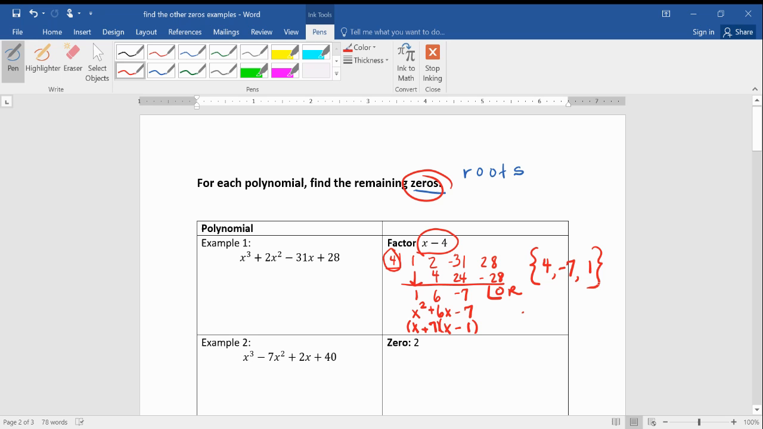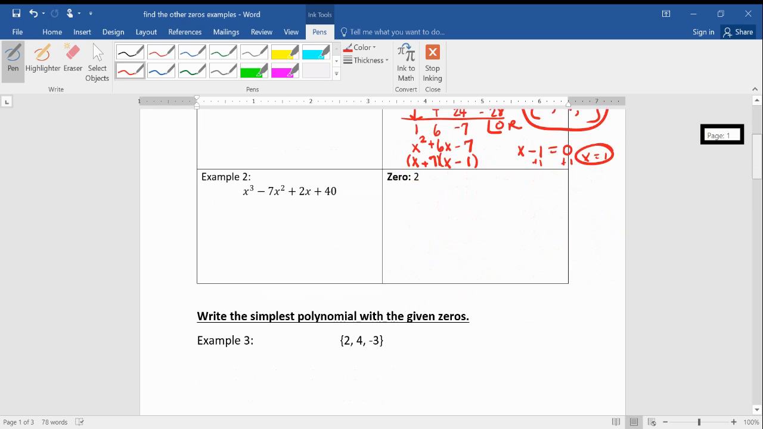So how do you get zeros if you know factors? You just set those factors equal to 0, and then you solve for x. All right, so that's how you get those. But this right here is the answer we need. All right, that's how you do it if you're given one of the factors. So let's go to the next problem.